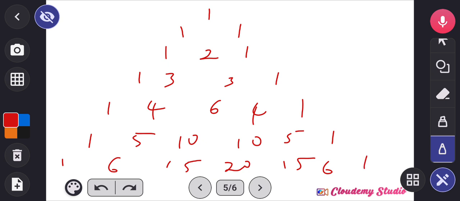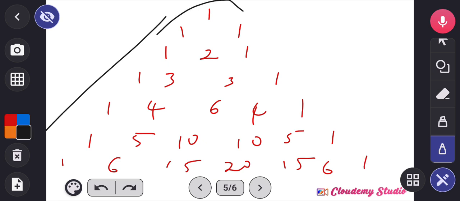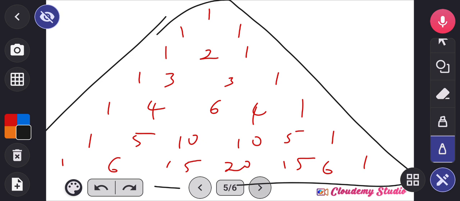Can you see the way it looks like? Look at the shape that it gives. It gives a triangular shape. That is why it is called Pascal's triangle, because it is actually developed by a man called Blaise Pascal. You understand? Now, how are we going to apply this? How is this being applied?